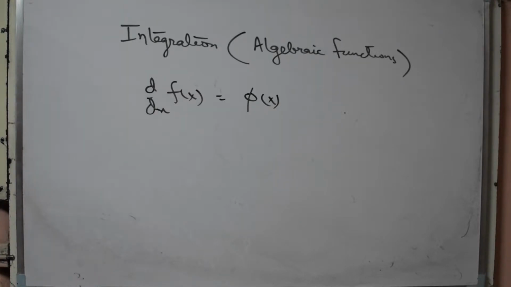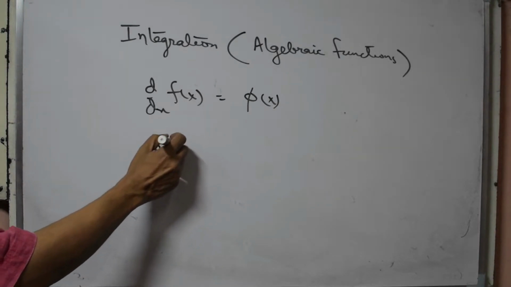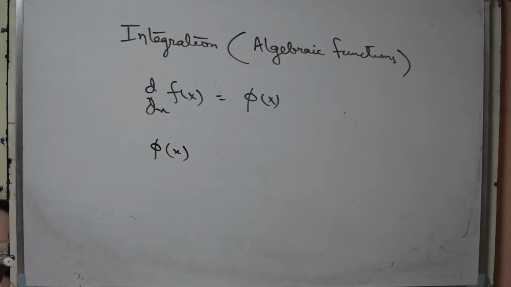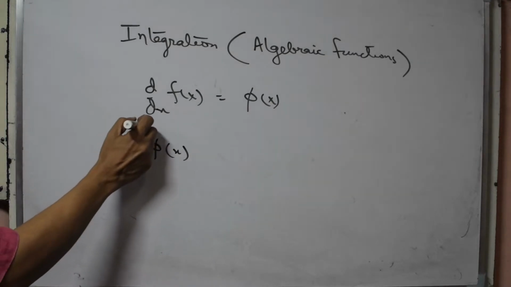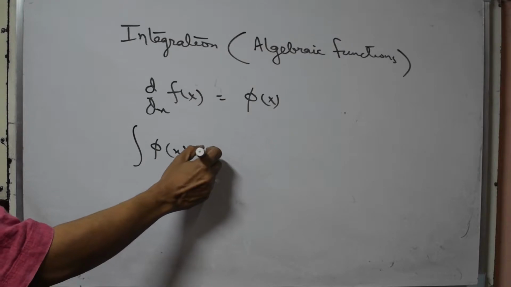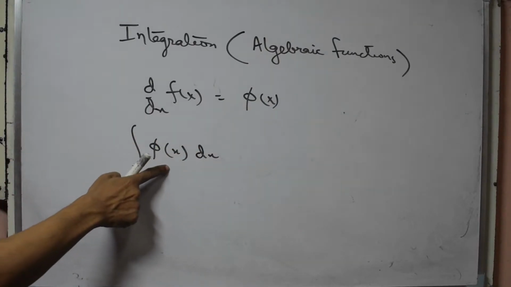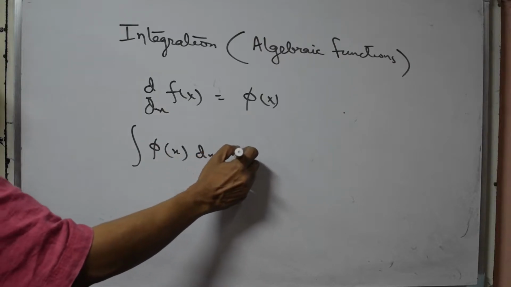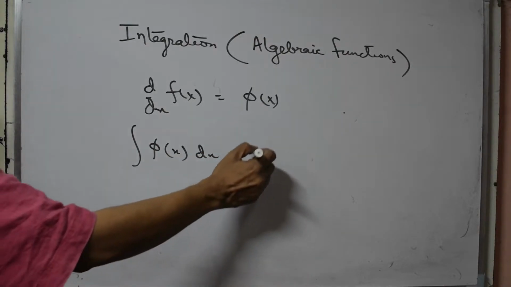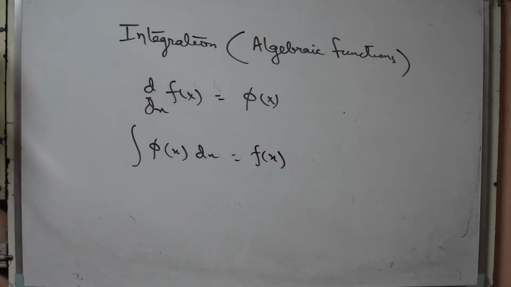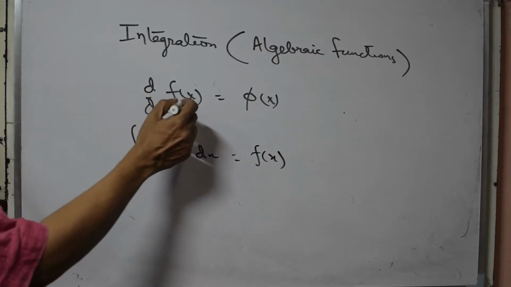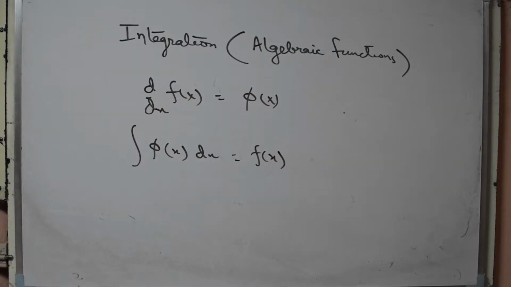we will consider the integration of phi(x), which I will denote by this sign, with respect to x, that means dx. If we integrate this function, it will give the original function. That will mean we will get a function of x. So when we differentiate f(x) and get a function phi(x), then integrating this phi(x) will give the original function.